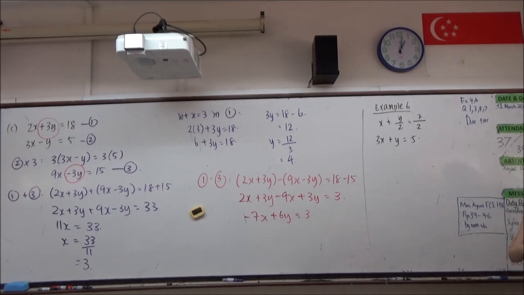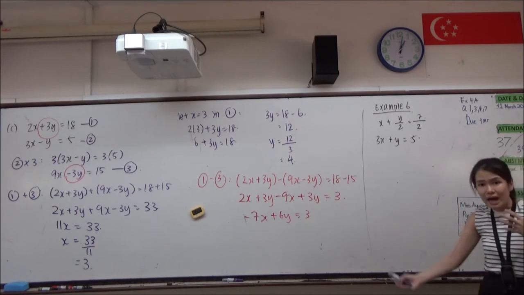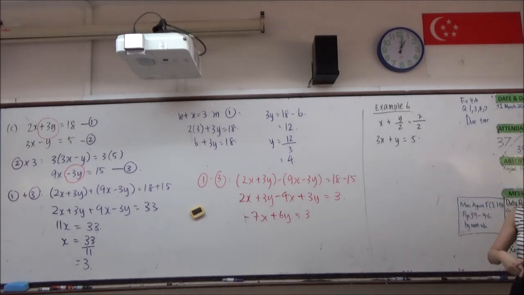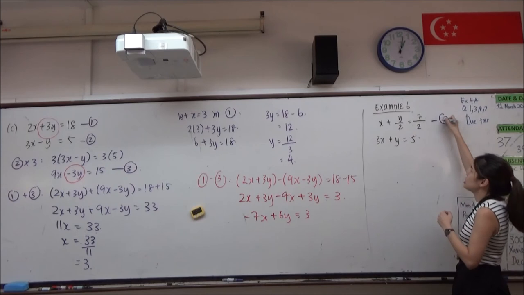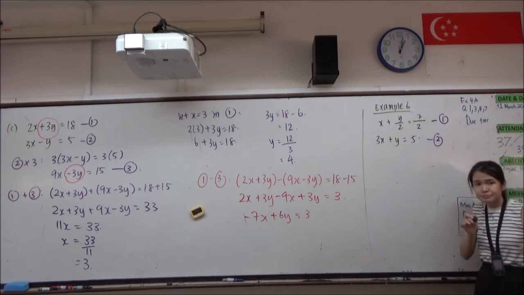Our examples that we have been looking at for elimination have been revolving around trying to get rid of x or y first. Then after that, we had to multiply a special number so that we can have the common things in place in order for us to do elimination. Now in example 6, we are dealing with an even bigger problem. We're having fractions in this case, where I have this equation 1 and equation 2.